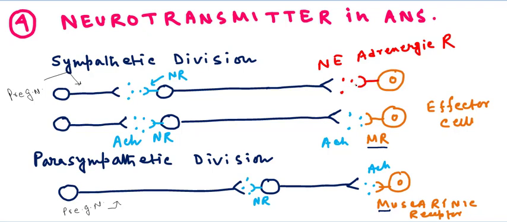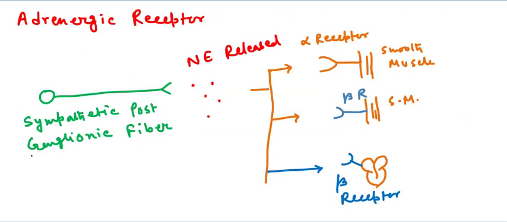Now, the adrenergic receptors may be of different types. The adrenergic receptors are usually of two types, the alpha receptor and the beta receptor. I have already told you that the action of a neurotransmitter depends upon the type of receptor to which it binds. That is, when the norepinephrine binds with the alpha receptor of the smooth muscle, it shows a specific function, and when the norepinephrine binds with the beta receptor of the smooth muscle, it can show a different function.